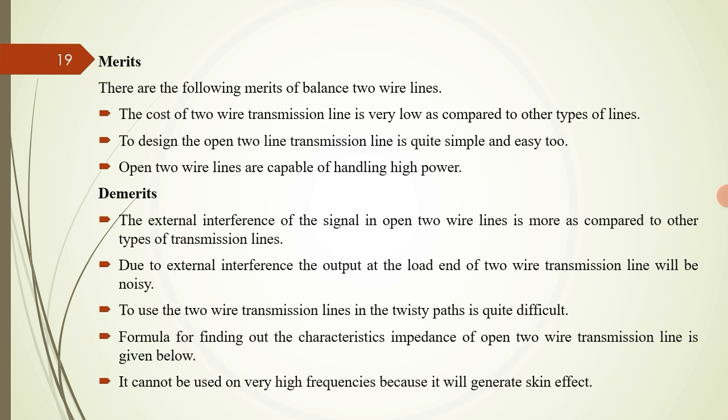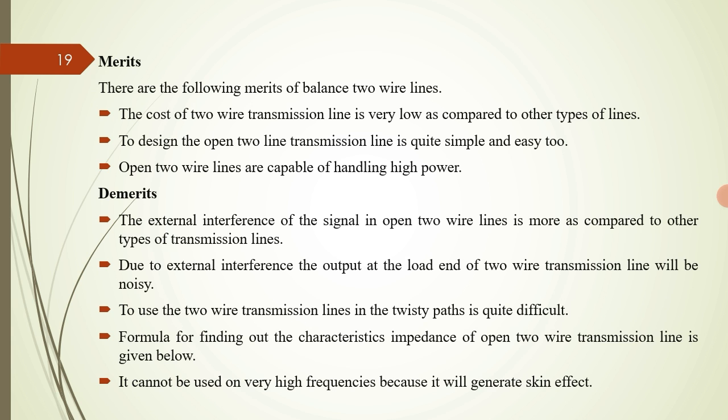And there are certain merits and demerits of these transmission lines. The merits are that the cost is low, it has a simple design that can be easily made, and it can handle high power. A few demerits are available in this type. External interference of the signal in an open two wire line is more compared to the others, and external disturbances will be there. It consists of a twisty path, and it cannot operate at very high frequencies.